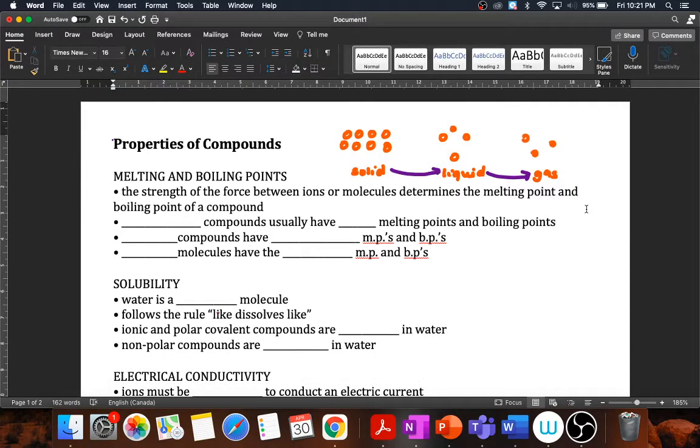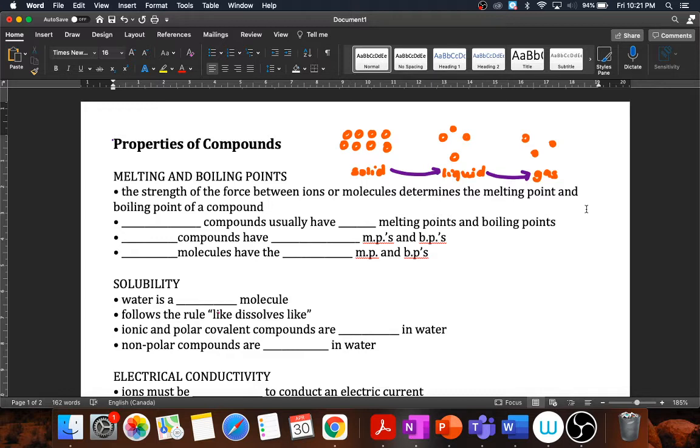Right, now that we've taken a look at the different intermolecular forces that exist in different compounds, we get to look at how that affects the properties of these compounds. Let's start off with the first set of properties, which is melting and boiling point.